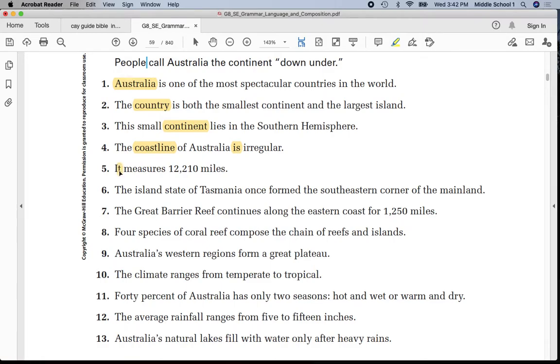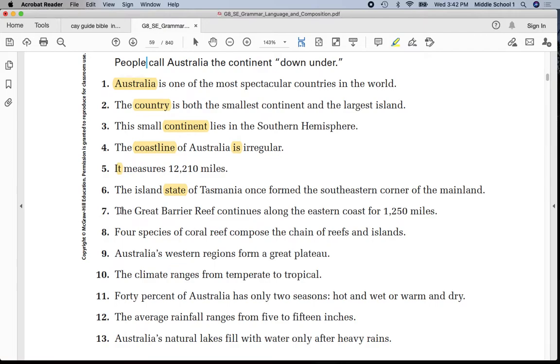Number 5, it, predicate measures. The line goes between it and measures. Number 10, is like number 4. The island state of Tasmania once formed. The simple subject is state. Predicate is formed. My line goes between once and formed. Again, I'm separated by a prepositional phrase.